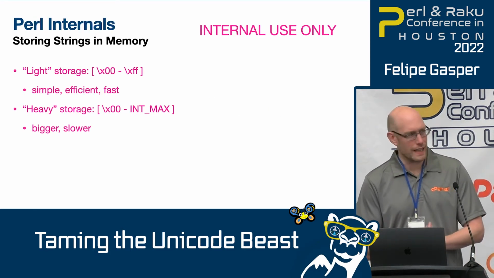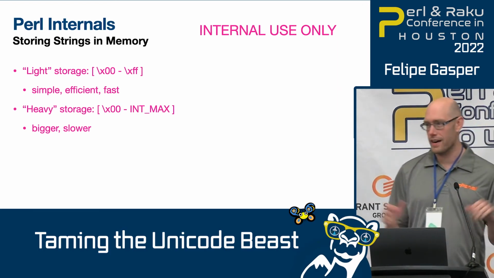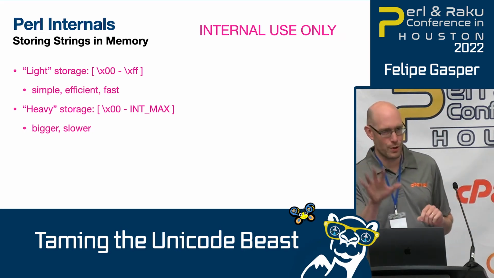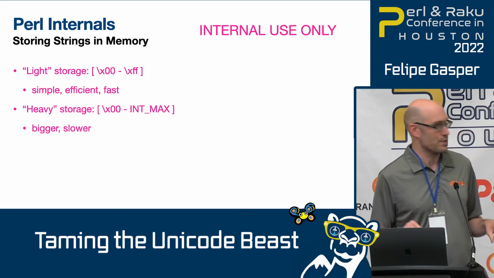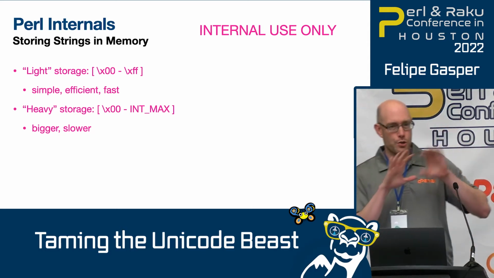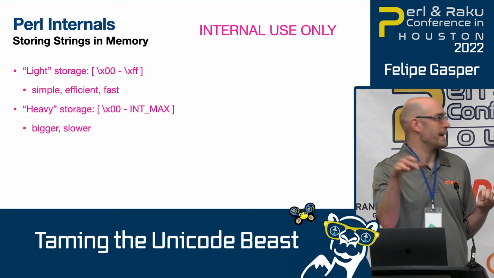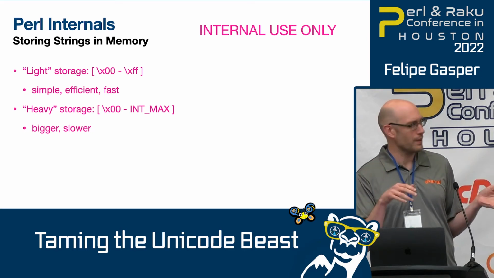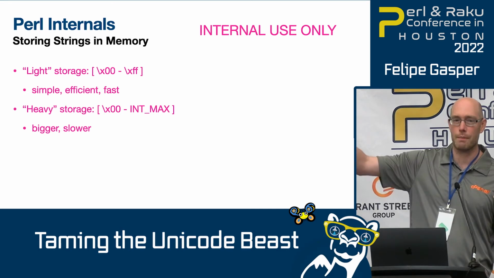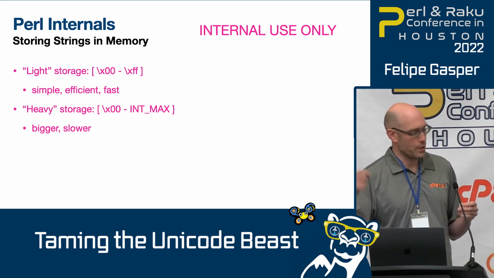We're going to talk a little bit about Perl string storage, and we'll talk more later. For right now, I'm using kind of abstract terminology. Those of you who know some of these answers know what these actually mean, but for right now, let's just say there are two ways Perl can store your string in memory. There's a light encoding and a heavy encoding. The light one is simple and efficient and fast, but it can only do code points 0 to 255. If you need anything above 255, Perl has to switch to the heavy encoding, which is bigger and slower.